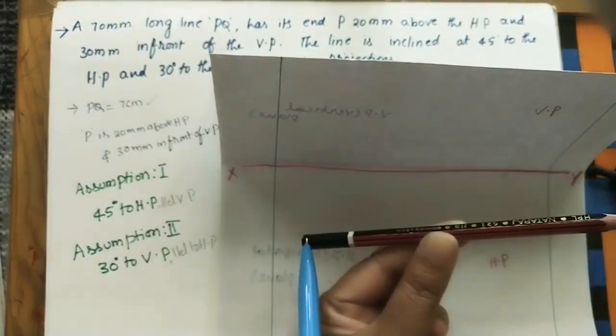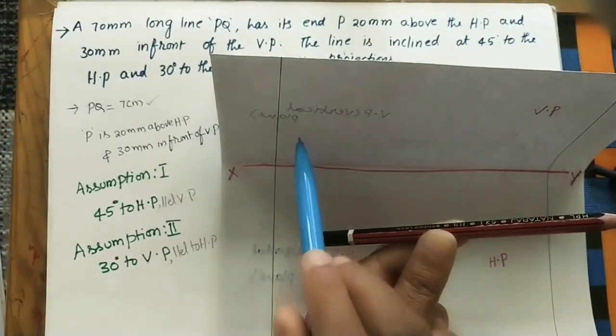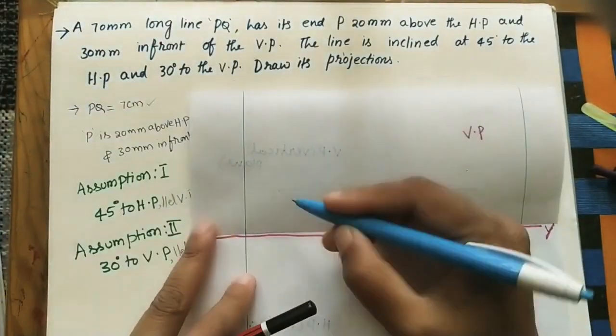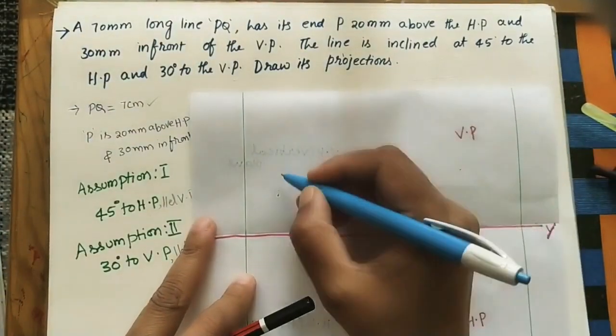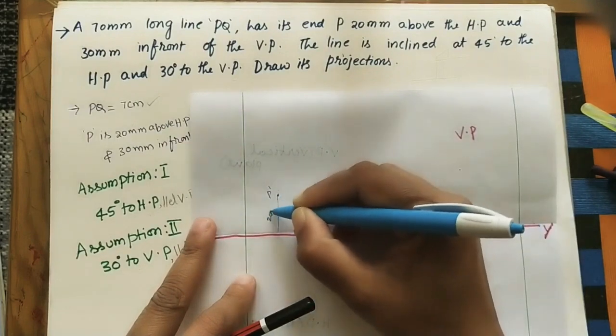Okay, initially we have to mark the P point in the front view, which is 20 mm above HP. So above the XY line, mark the front view of P. I do it roughly. For front views we give P dash, Q dash like that. P dash, this gap is 20 mm.